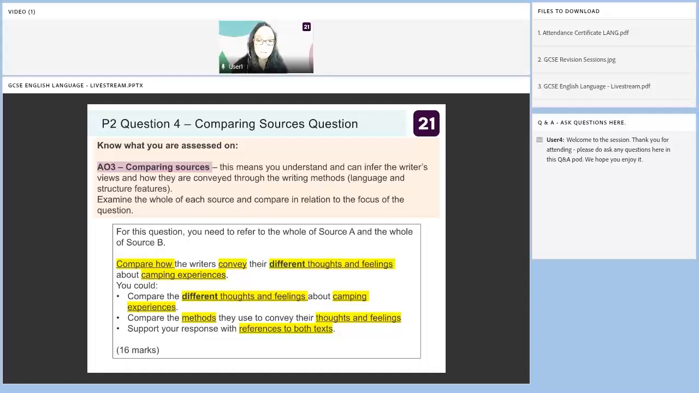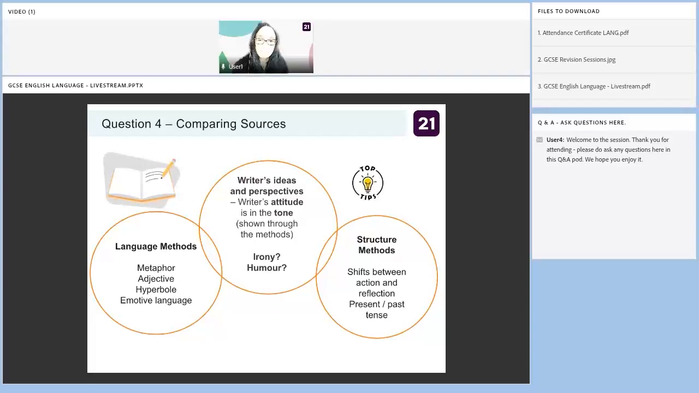And so have a look at the question. You can see the keywords are underlined. And the focus there is looking at the differences. So it's not the actual campsites, but it's what the writer's thoughts and feelings are, their experiences of camping altogether. Notice the second bullet point mentions methods. So this means that you can write about a wide range of writing methods. Let's have a look at what we mean by methods.